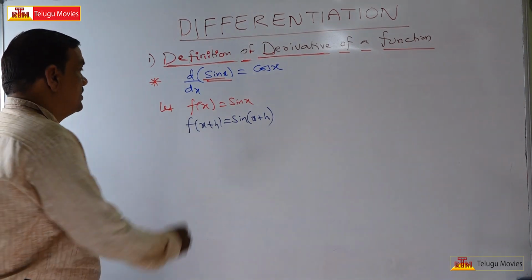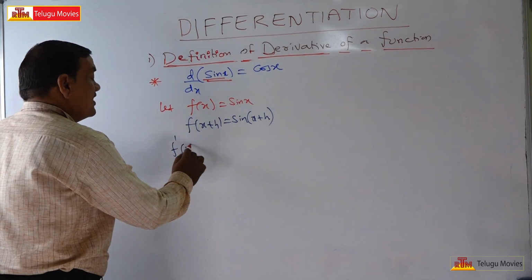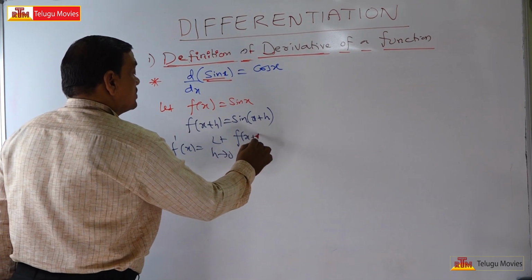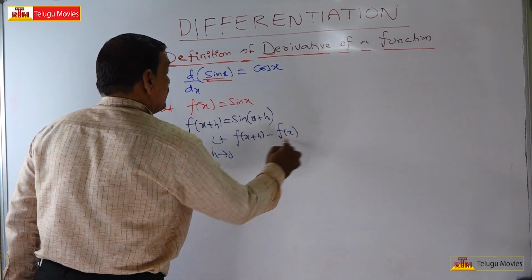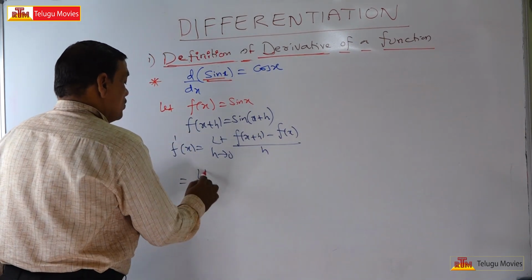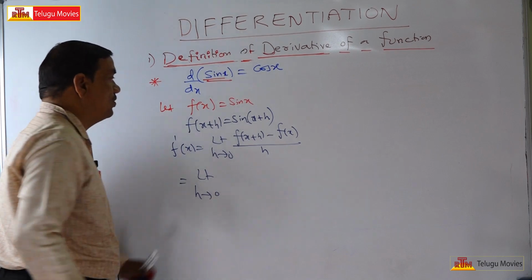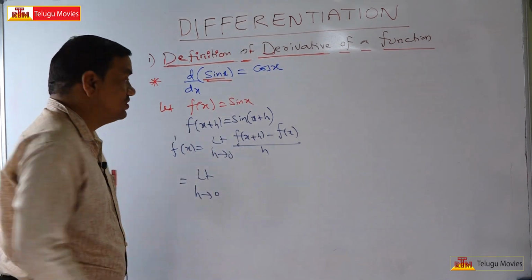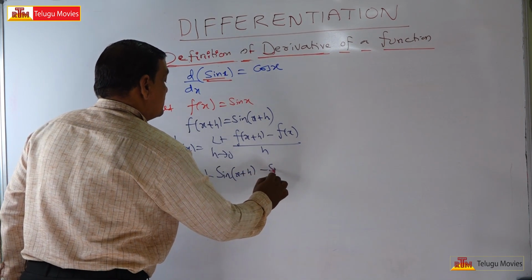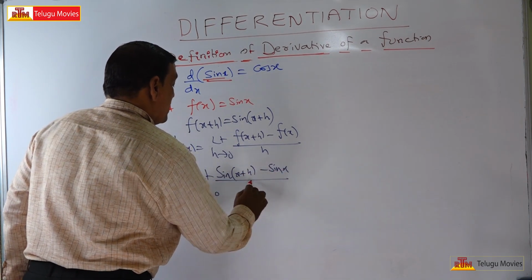Sine of x plus h. Therefore, we know that f dash of x is the limit as h tends to 0 of f of x plus h minus f of x by h. Understand this? So, this is equal to the limit as h tends to 0. F of x plus h means what? Sine of x plus h minus sine x, whole divided by h.